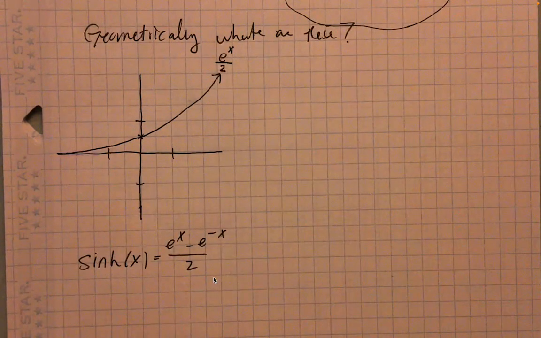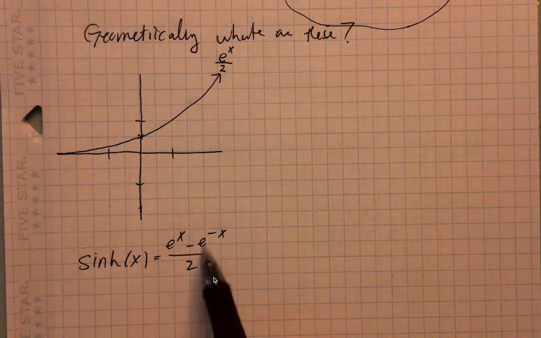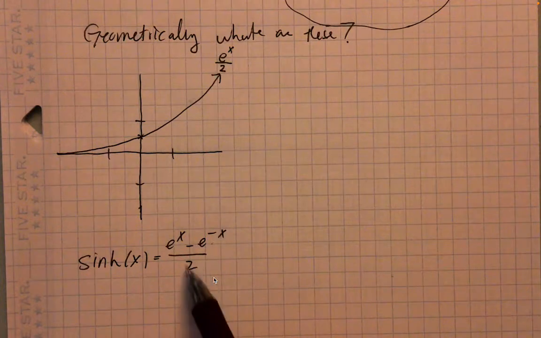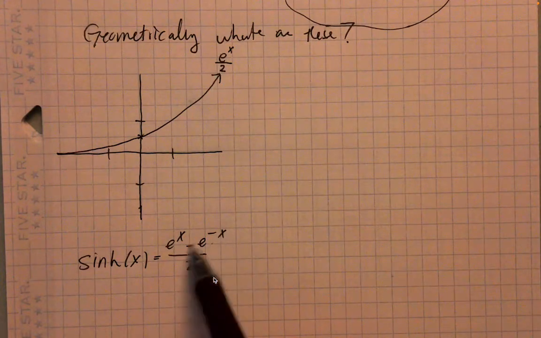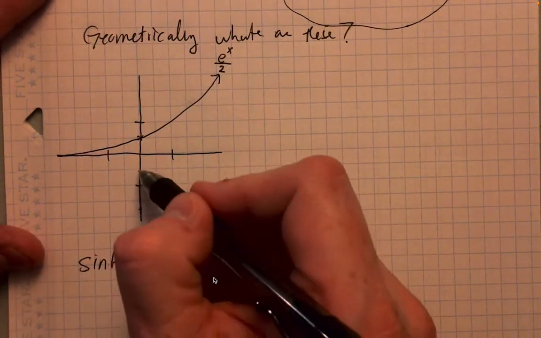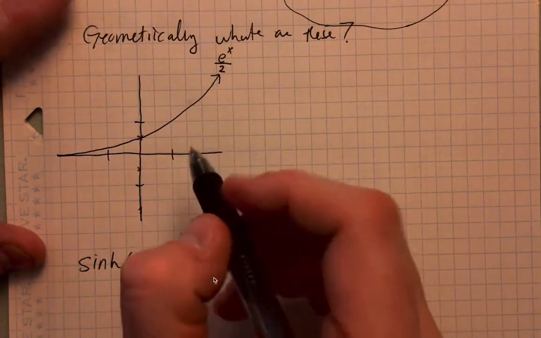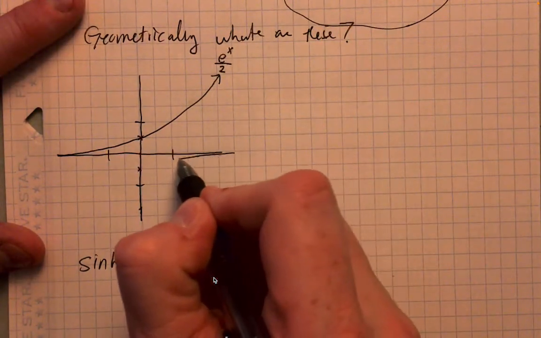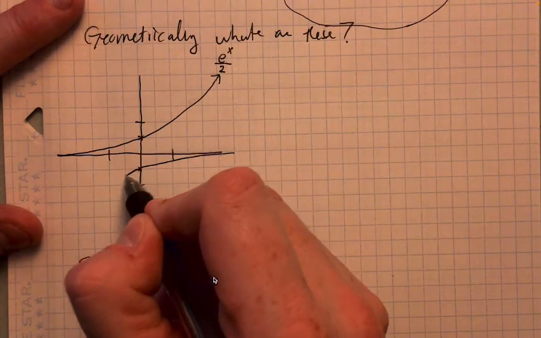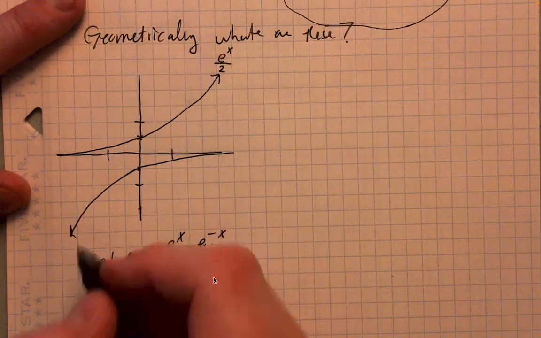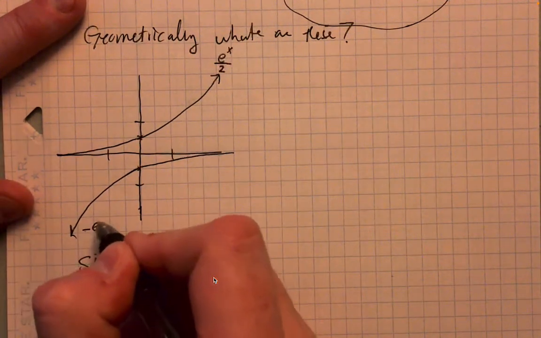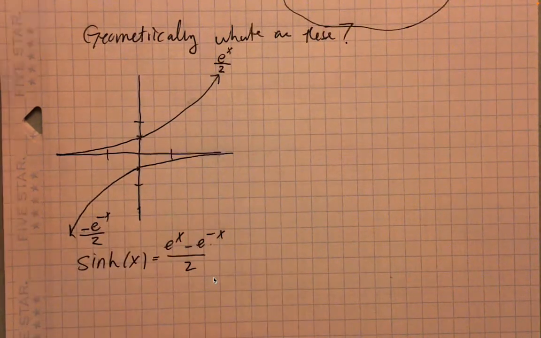Now if I were to do the same thing with negative e to the negative x over 2, this other piece, it would do something really similar, but the reverse. It would come like this, cut through there, and then drop down like that. That's not the perfect picture of it, but you get the idea. So that's that one.